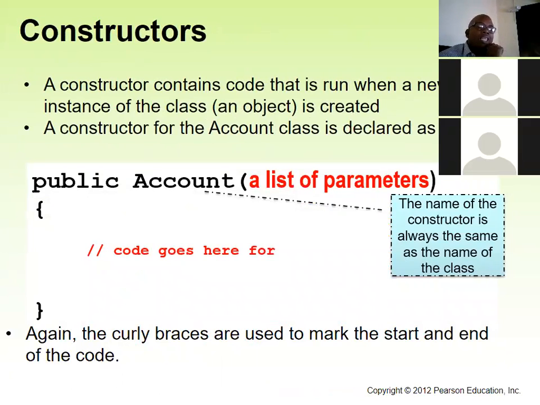It has the access modifier of public, it has the name of the class, and then it opens bracket, and then you have the list of parameters, and then the code for it goes in where you have the red here. Yes? Inside here. The curly braces come back again, start and end, right?